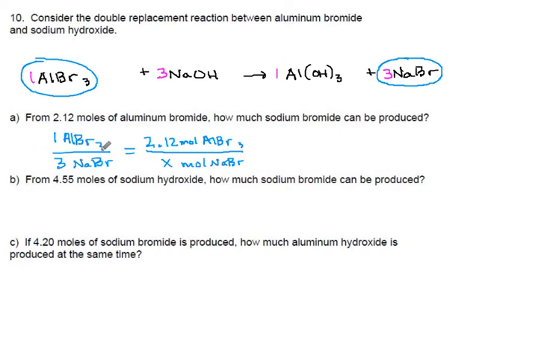So, if we're calculating this, we're doing 3 times 2.12 divided by 1. That should be 6.36 moles sodium bromide. Or if you wrote a 2.12 here, easy enough, you'd say, what do I do to this 1 to turn it into 3? The answer is multiply by 3. The sodium bromide will always be 3 times as much as the aluminum bromide. So 2.12 times 3, same answer.